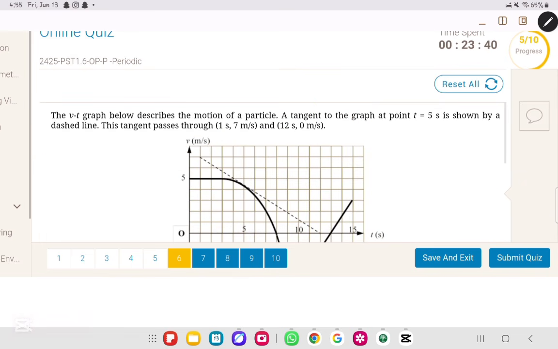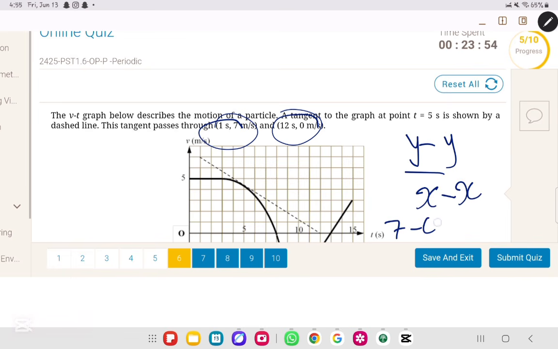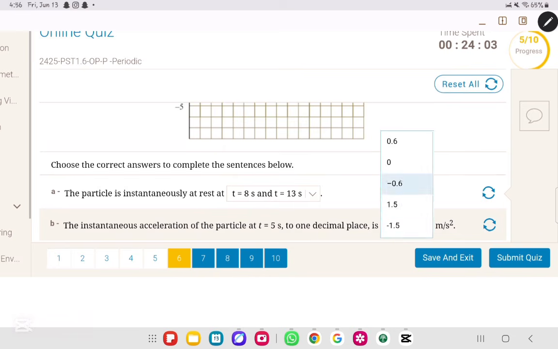Right, so we can select 2 points. Let us select 2 points together. For example, the points that they gave us already, these 2 points, okay, we will use them. We'll do y minus y over x minus x. So it's gonna be 7 minus 0 over 1 minus 12. Put it on the calculator and you're supposed to get minus 0.6 meter per second squared as your answer.